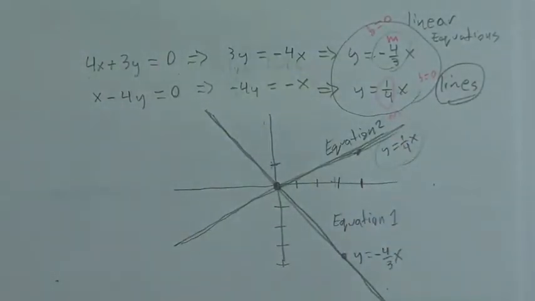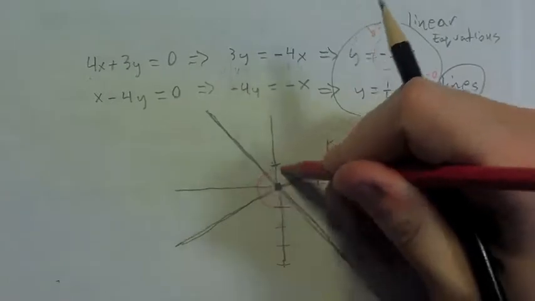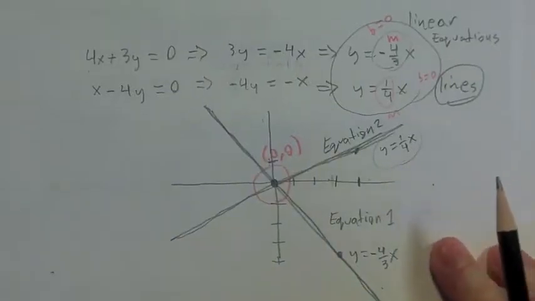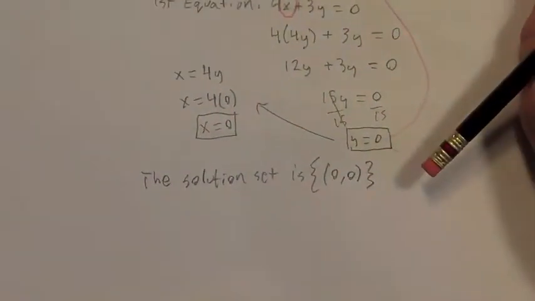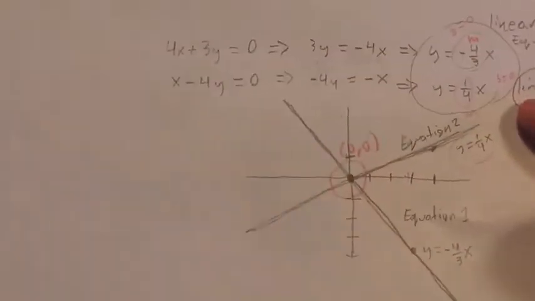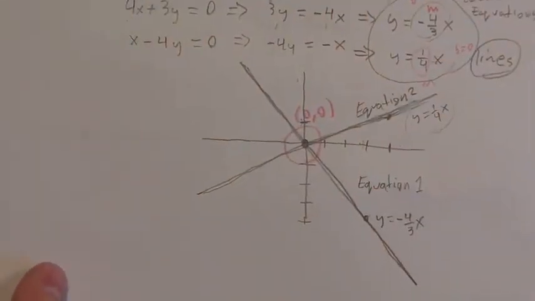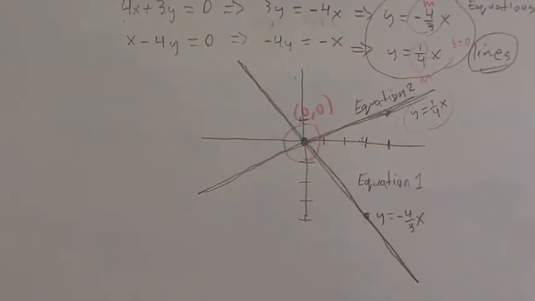Now, where do these two lines intersect? They intersect here at the point (0, 0). So when you solve a system of equations, what you're actually finding is the place where they intersect. So we found that was actually our solution set. When we got down to the end, our solution set was (0, 0). And when we graphed these lines, we got the intersection point (0, 0). All right, let's look at another example.